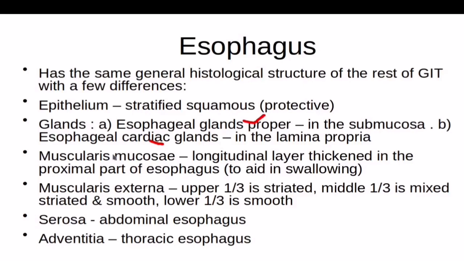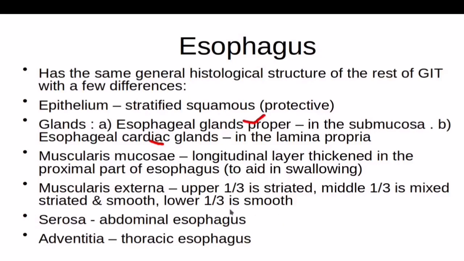Okay. So for the muscularis mucosa, we have the longitudinal layer being thickened in the proximal part of the esophagus so as to aid in swallowing. Okay. And then for the muscularis externa, the muscle in the upper third is purely striated, right? Then in the middle third we have mixed striated and smooth muscle fibers, and then in the lower third we have purely smooth muscle fibers.